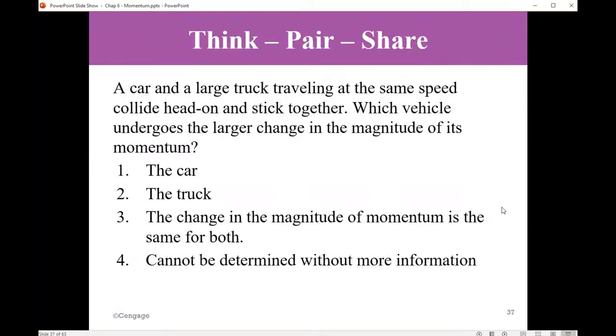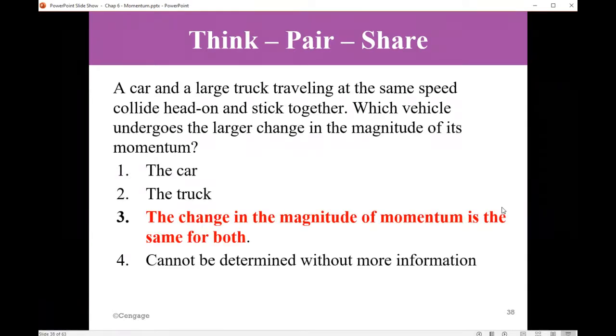A car and a large truck traveling at the same speed collide head-on and stick together. This means this is a perfectly inelastic collision. Which vehicle undergoes the larger change in the magnitude of its momentum? You need to apply the conservation of momentum principle, right? When you do that, you know that the change in magnitude of momentum is the same for both.